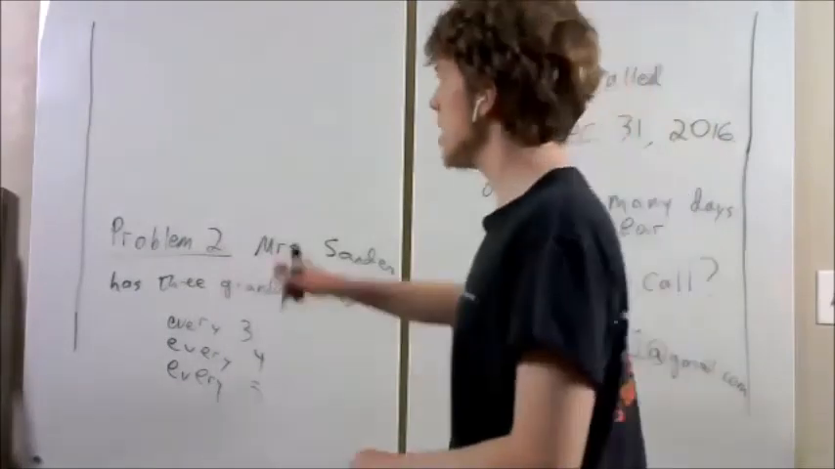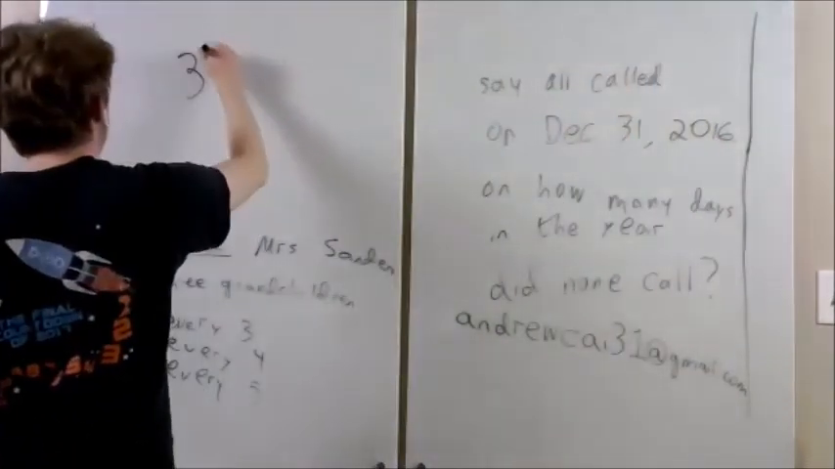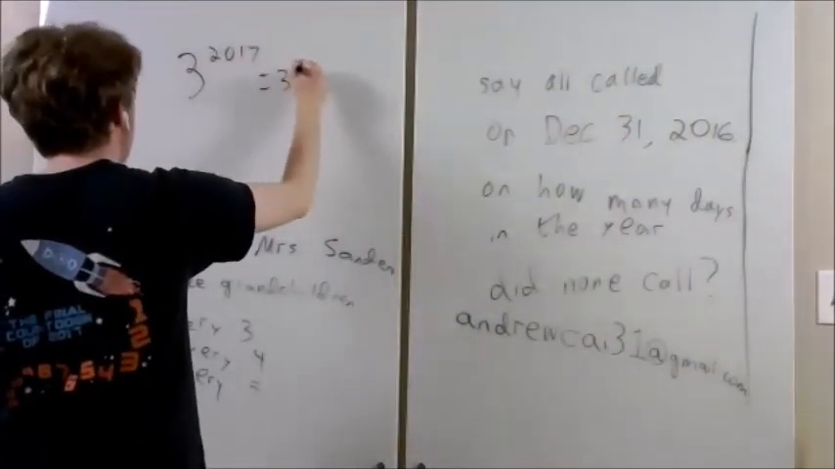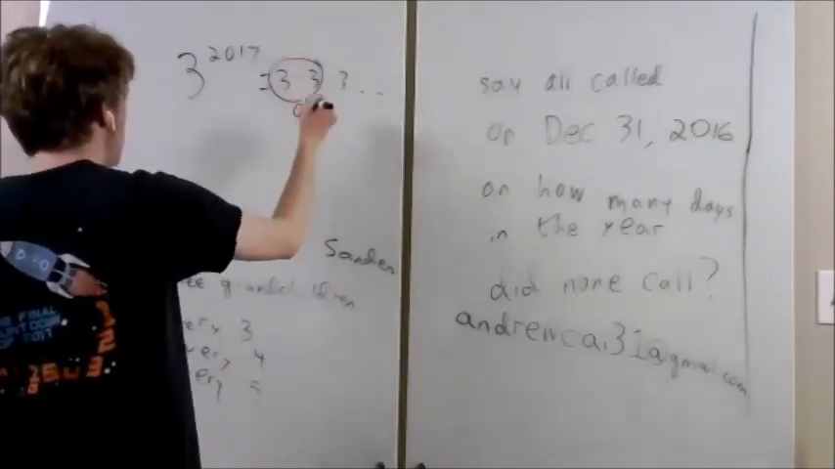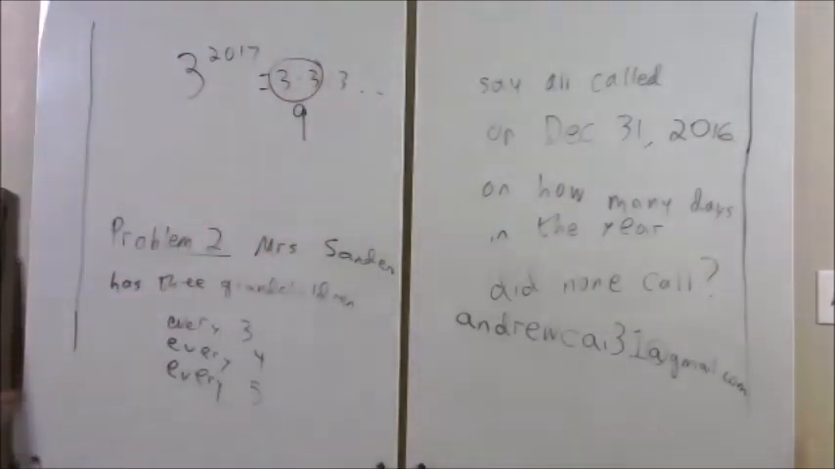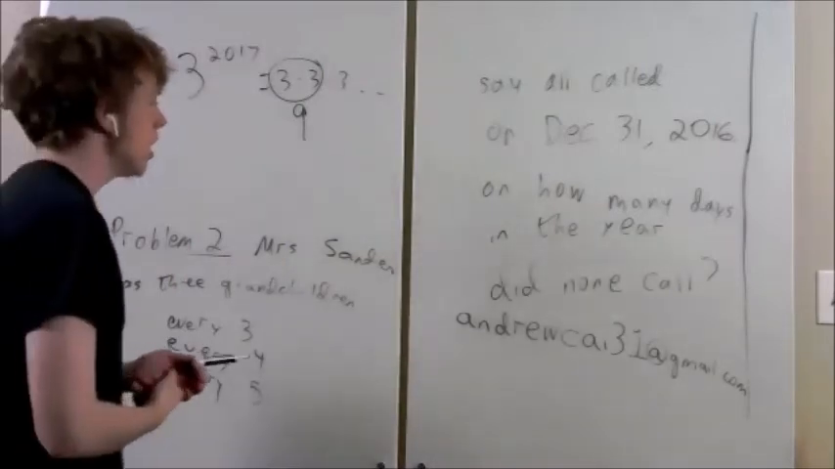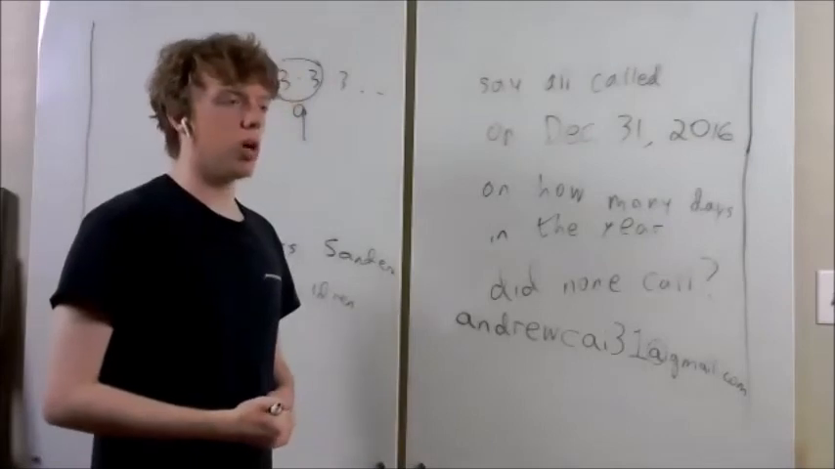But look, 3 to the 2017, that's 3 times 3 times 3, but we don't even care about all the 3s. All we care about is the first 2. It's a multiple of 9. So 3 to the 2017 is a multiple of 9, so it's congruent to 0 mod 9. And so the end is also congruent to 0 mod 9.